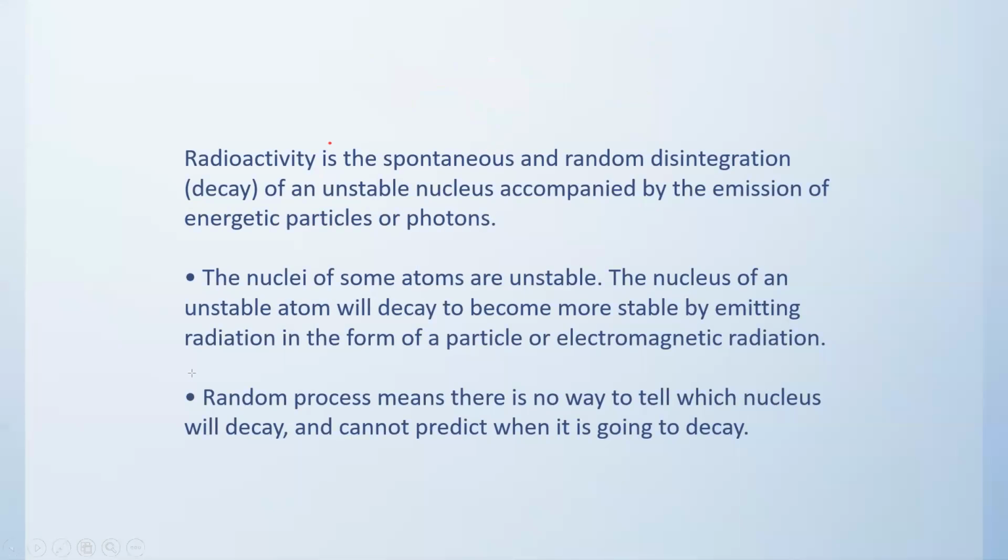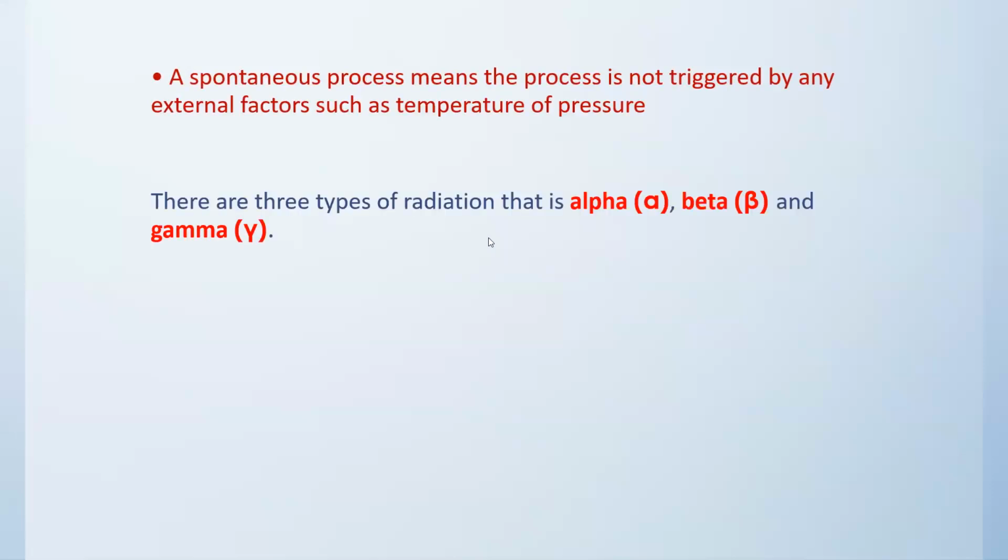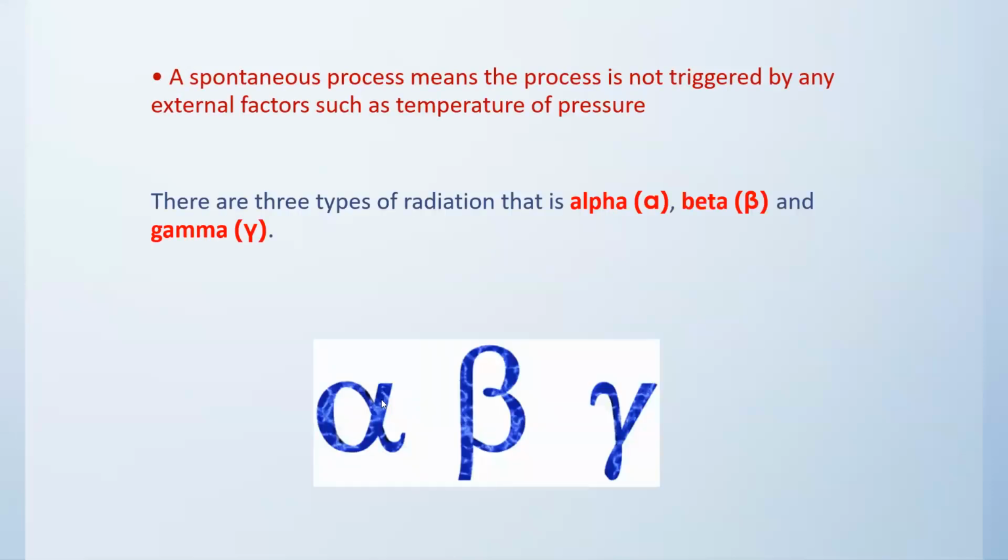Random means there is no order. You cannot predict which one will be the next radiation or how much time it will take for the next radiation to come out. And spontaneous means it is not affected by any external condition like state, temperature, or pressure, which do not affect the amount of radiation from the source. So 3 types of radiation are there: alpha, beta, and gamma.